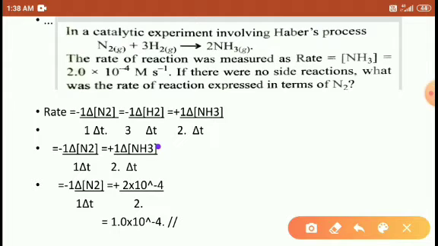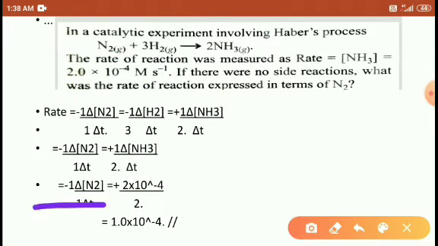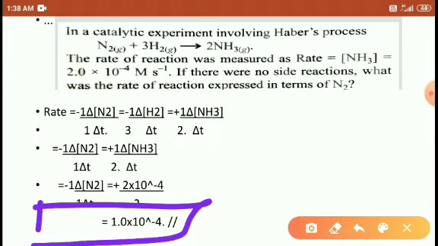So then, students, we know the ammonia concentration rate, right? So we put the ammonia value here, the 2 gets cancelled, and we get the answer 1.0 times 10 to the power of minus 4 for the rate of formation of nitrogen. Right, students? Understood, students? So this is a very simple example. Like this, there are many examples in the chapter.